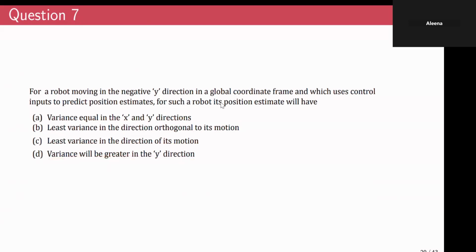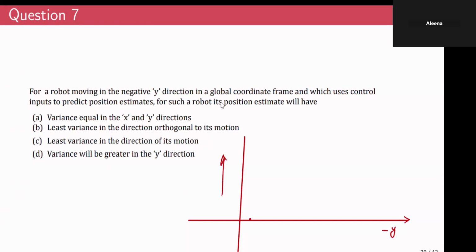Right? So we have seen earlier in odometry, if a robot is moving in one direction, as per the question, it says negative y direction. So let's say this is the negative y direction. At the beginning, the uncertainty is, let this be some other direction. Let this be y direction. So we consider the robot to be moving along the negative y direction.